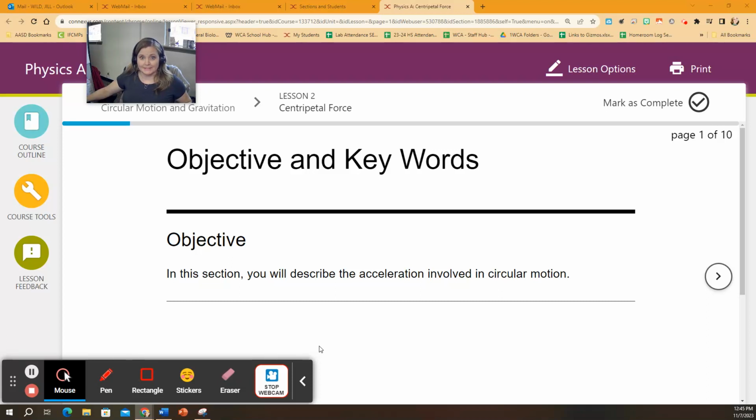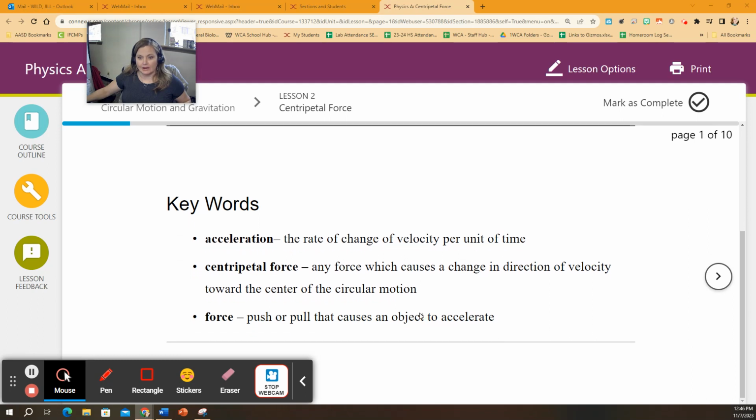Hello, everybody. This is Mrs. Wild from WCA Physics A. We are looking at Unit 5, Lesson 2 on centripetal force. Our keywords today are acceleration, centripetal force, and force.